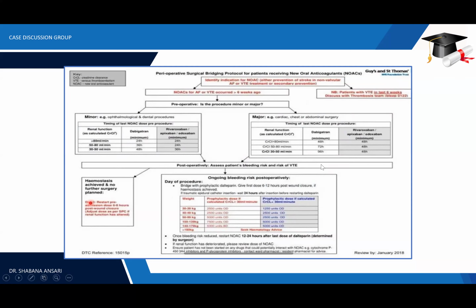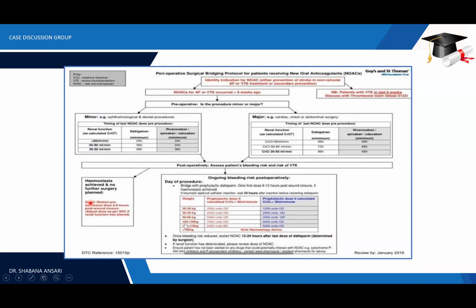And then the next column is basically as per the body weight, and the dosage is given, how much dose we give. This is the post-op care. If the patient is still having ongoing bleeding, then we will be doing the bridging with prophylactic dalteparin. So this will be according to the weight and the creatinine clearance. Right. So if we apply, like our patient's weight is 100 kilograms, isn't it? So we will follow this one, isn't it?